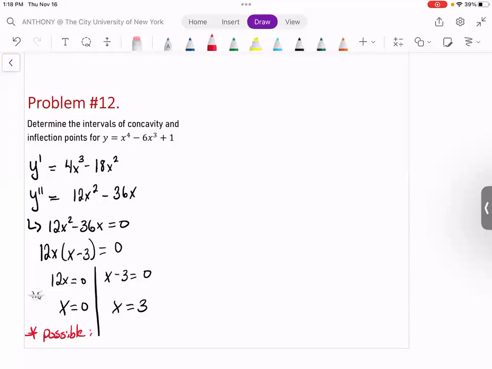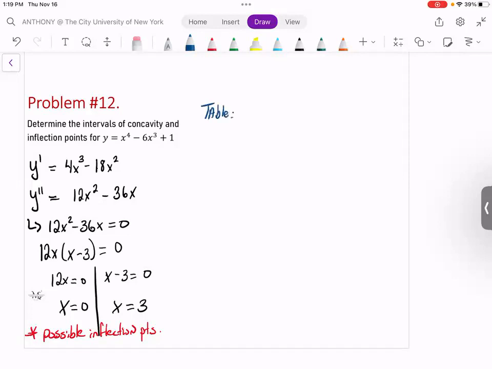The reason why I'm using the word possible is because when I do the table, if the concavity doesn't change at any one of these values, meaning if it's concave up to the left and the right, or concave down to the left and to the right of any one of these x values, then they won't be considered inflection points. Okay, so all right, we have our possible inflection points. Now you can go ahead and create this table like I mentioned.